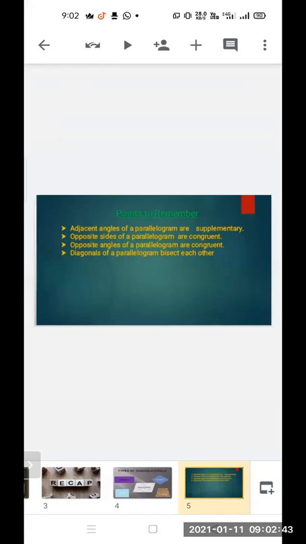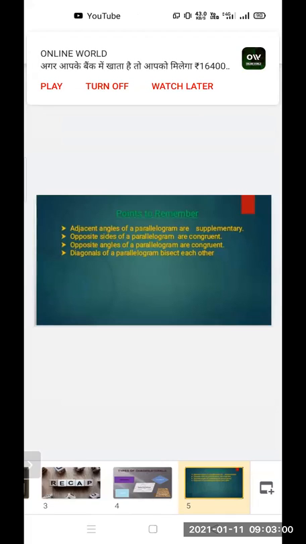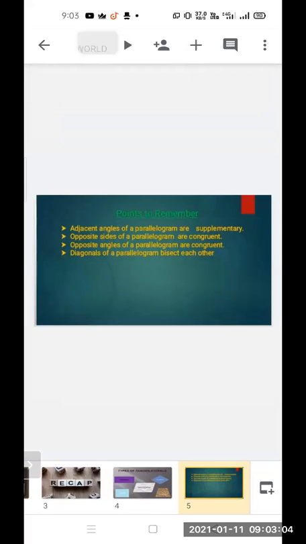And the third property is that opposite angles of a parallelogram are congruent. We have studied that in a parallelogram, if the opposite angles are congruent, then the given quadrilateral is a parallelogram. We have also studied that in squares and rectangles, opposite angles are congruent, which means they are also a form of parallelogram.